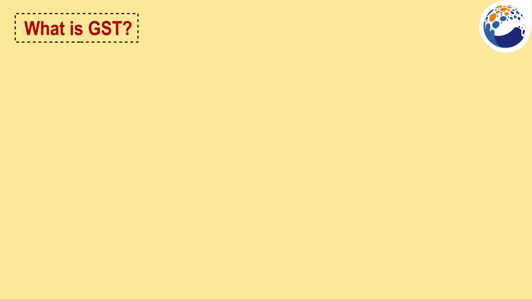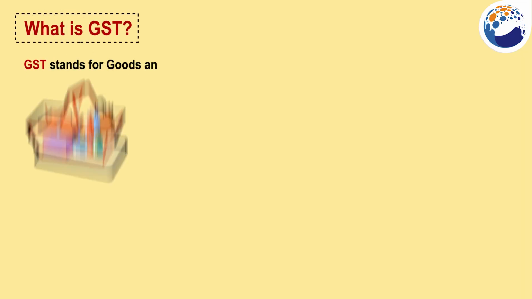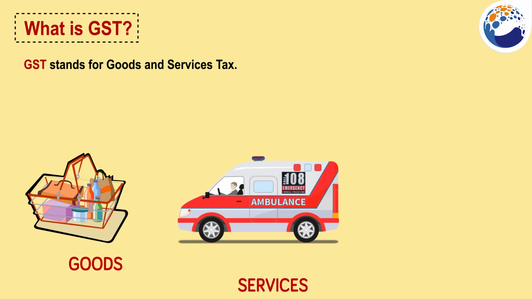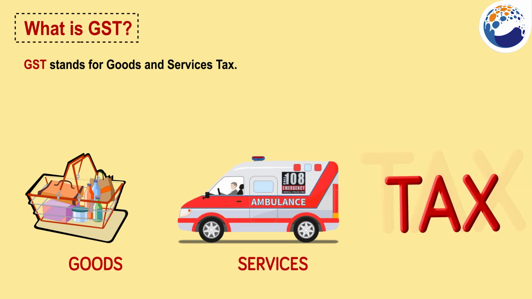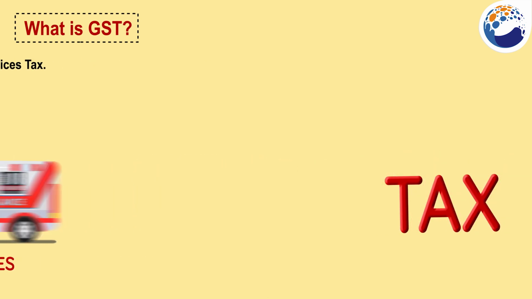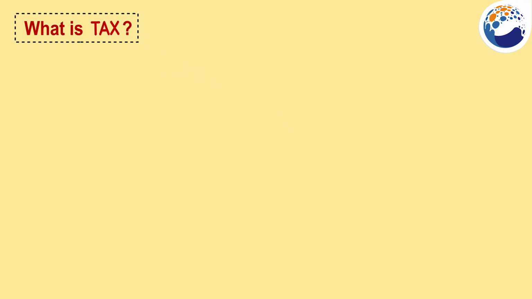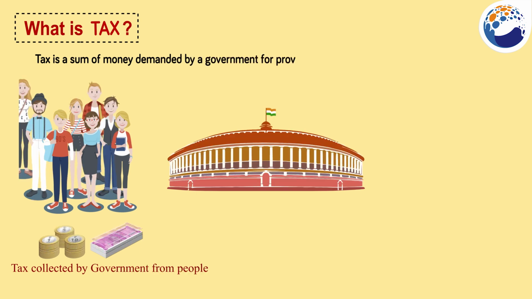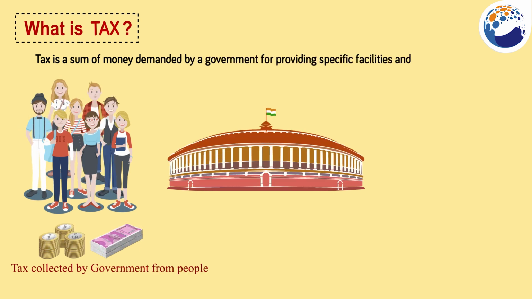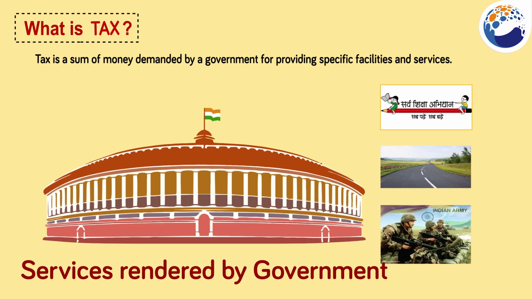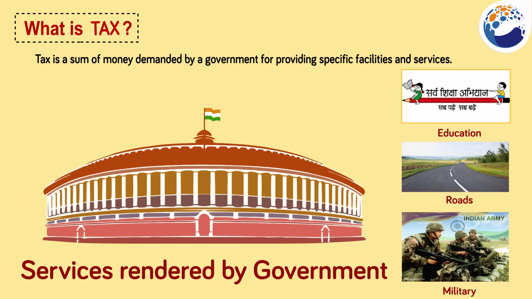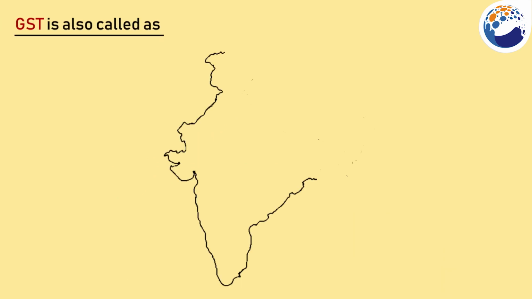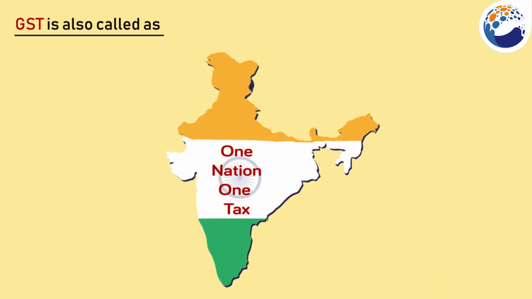What is GST? GST stands for Goods and Services Tax. To understand GST, we must first understand what is tax. Tax is a sum of money demanded by government for providing specific facilities and services like education, to maintain or build roads, military, etc. GST is also called One Nation, One Tax.